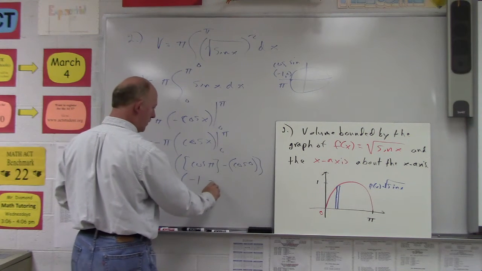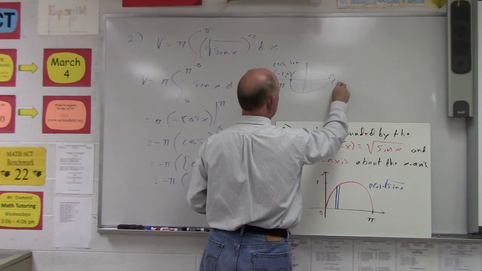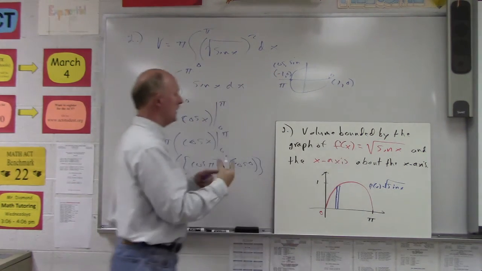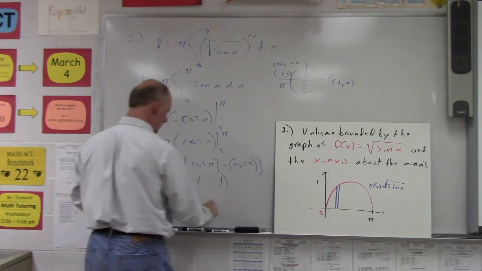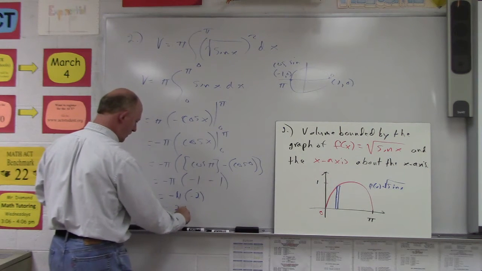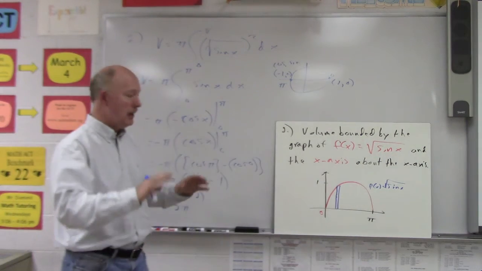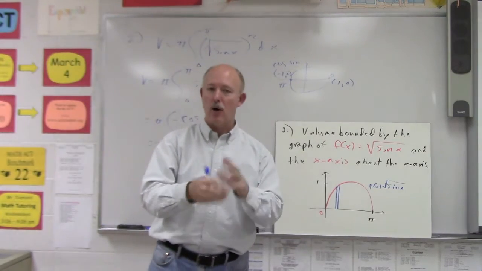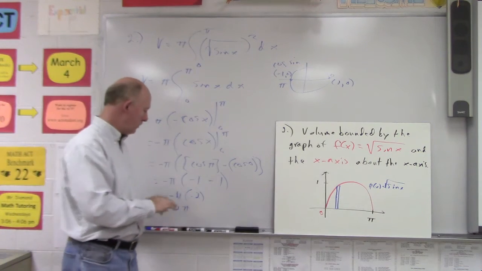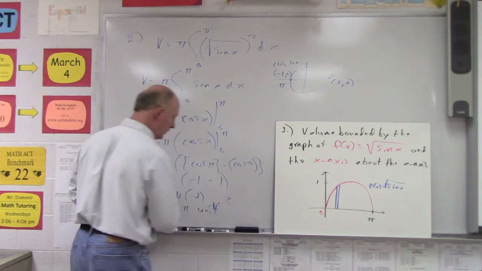So we have negative pi times negative 1, minus cosine 0. Cosine 0 would be here at the point 1, 0, so 0 degrees. Once again cosine here would be 1, so it would be minus 1. Negative 1 minus 1 is negative 2, so we have negative pi times negative 2, or 2 pi. If this region were revolved about the x-axis, you would basically get something like a ball, like a baseball. It would be very round. So 2 pi would be our volume, in units cubed.